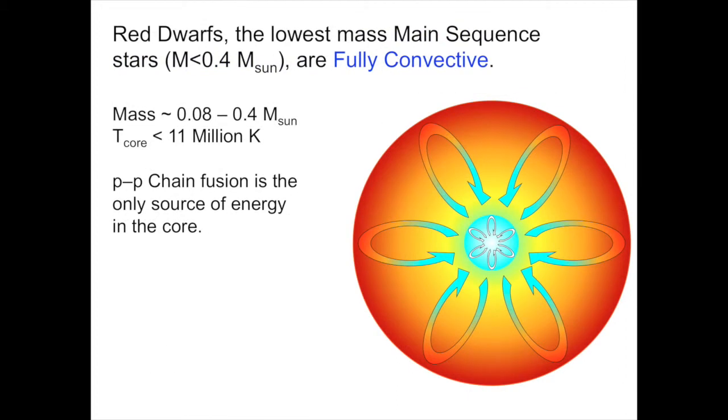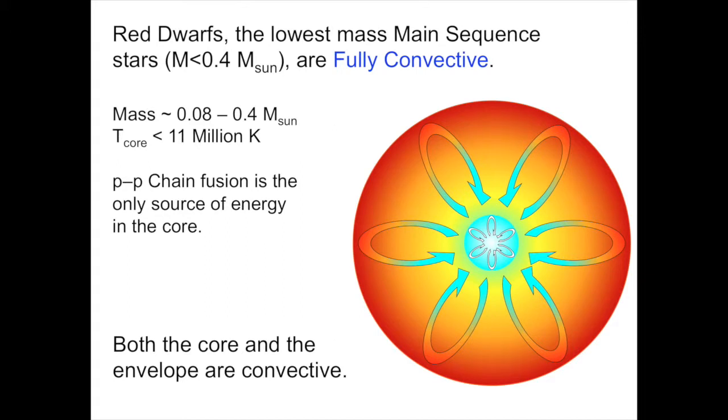Let's look at the interiors of other stars and see how they put themselves together based on their mass. Red dwarf stars are the lowest mass main sequence stars. These are stars whose masses are less than about 40% the mass of the Sun, 0.4 M-Sun. These stars are fully convective. The mass range for red dwarfs runs between about 8% the mass of the Sun to 40% the mass of the Sun, and all of them have core temperatures that are less than about 11 million degrees Kelvin. At 11 million degrees Kelvin, it's too cool for the CNO cycle to occur, so proton-proton chain fusion is the only source of energy available to the star in the core.